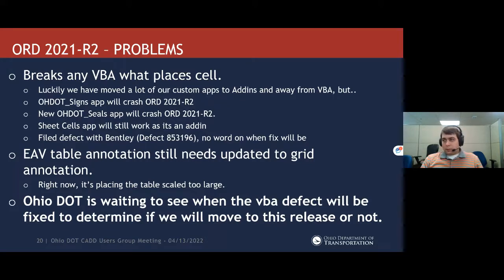So lastly, some things we found during our testing of this newest release. Really, the main thing we found is that any of our VBAs that place a cell broke in this update. It would basically cause the whole application to crash. That includes our Signs app. Anyone using that OHDOT Signs app will cause a crash in the newest release when they go to place the cell. And then the Seals app that Mark just showed also places a cell and is a VBA, so that causes the crash.